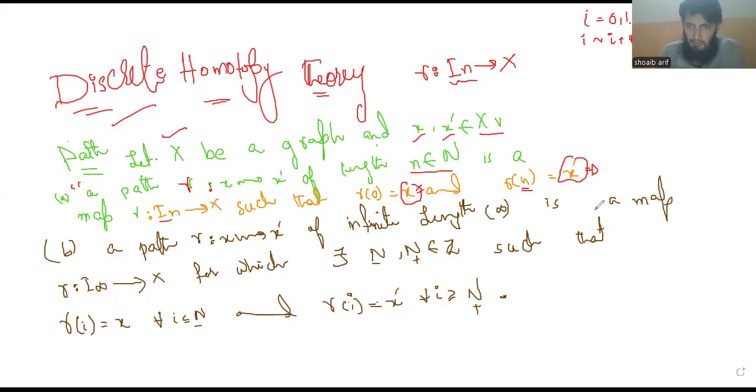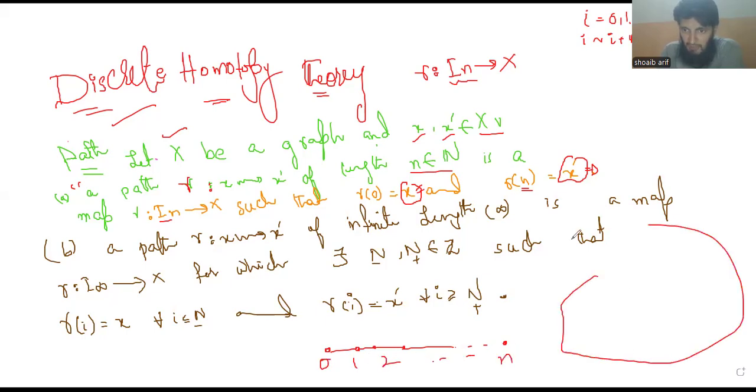If we draw a picture, this is I_n with 0, 1, 2, 3, and so on up to n, and this is graph X. If we substitute 0, we will get x. If we substitute 1, suppose we will get x1, then x2, then x3, and so on. If we substitute n, we will get the last point of this path.